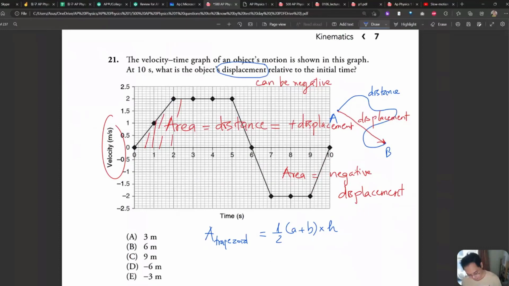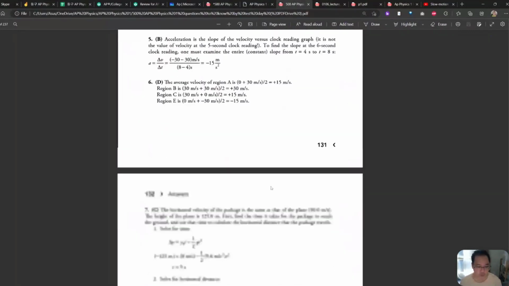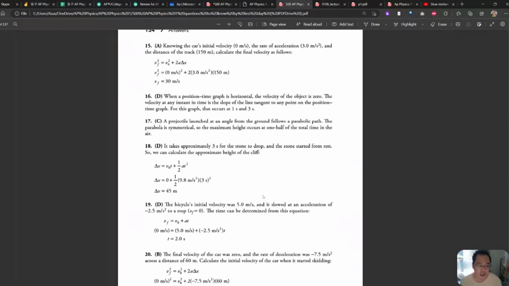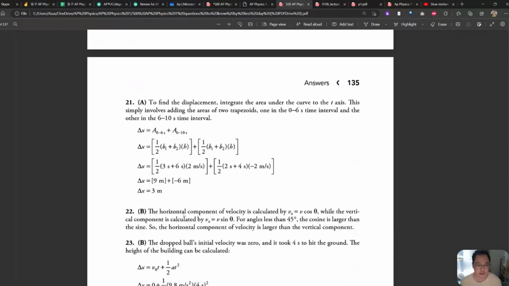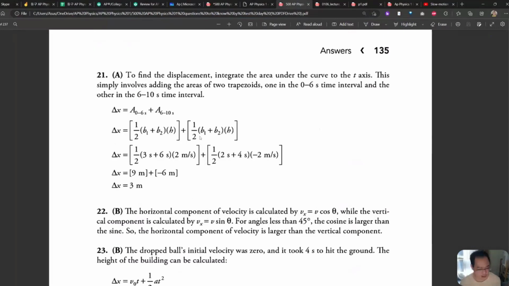Or 8, meaning 3 meter. Checking the answer in this 21. Yes, correct. You see the same method: the two trapezoid areas and subtract them.